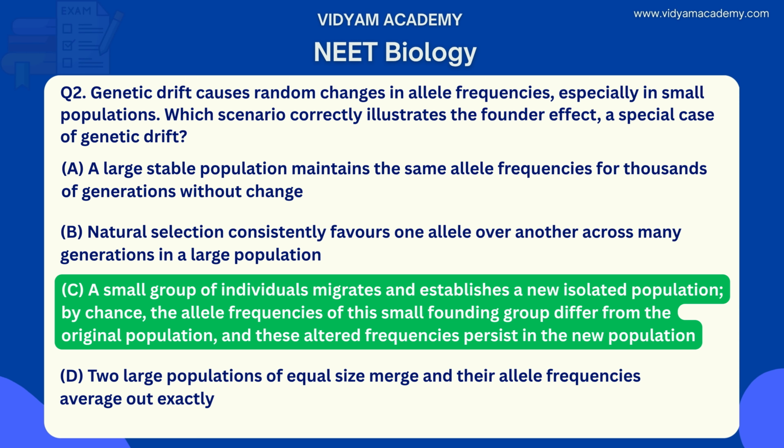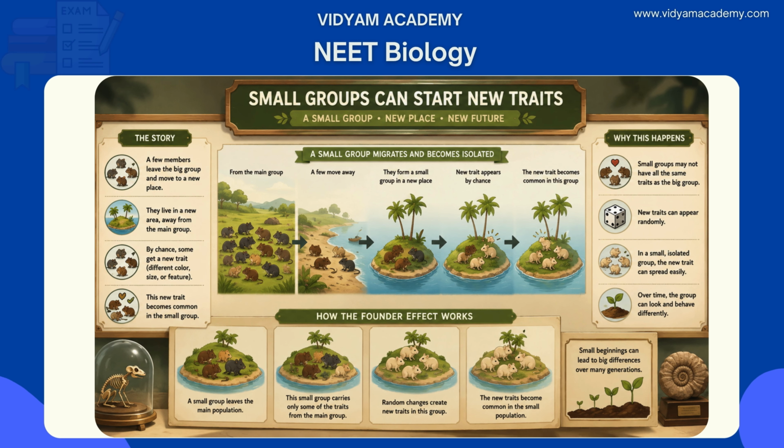Let's go for the detailed explanation of why and how. The founder effect is a special case of genetic drift that occurs when a small number of individuals, the founders, become isolated from a larger parent population and establish a new population, for example, colonizing an island. Because the founding group is small, it carries by chance only a sample of the genetic variation present in the original population. Some alleles may be overrepresented, others may be completely absent. This altered allele frequency then becomes characteristic of the entire new population as it grows.